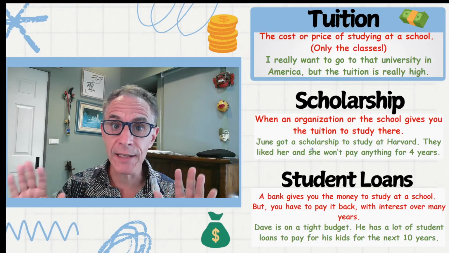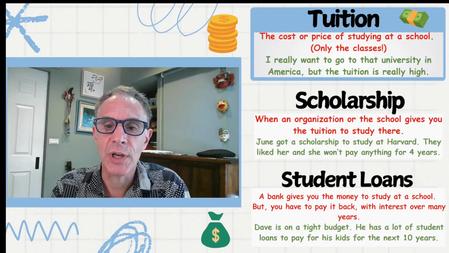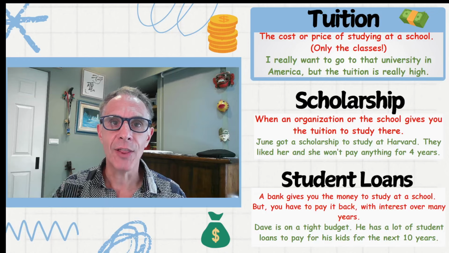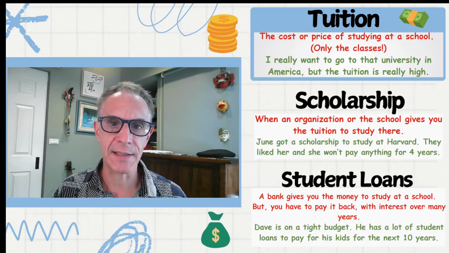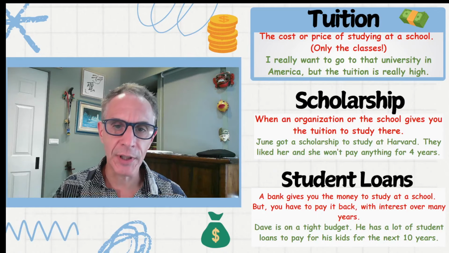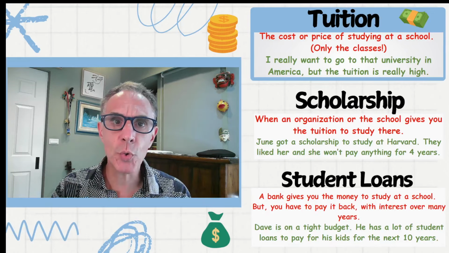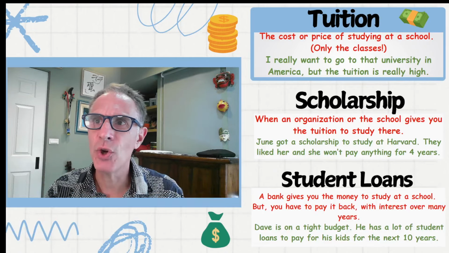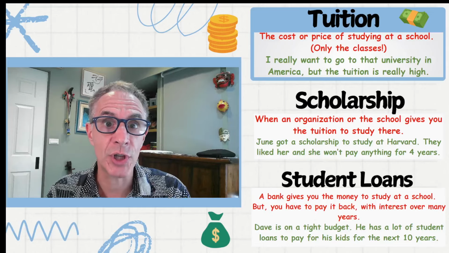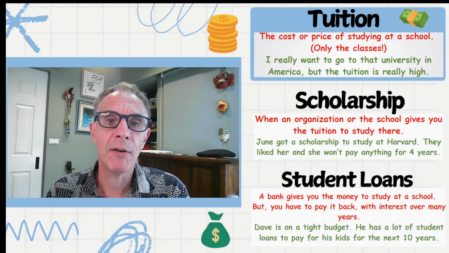In fact, this slide is all about money, this first slide. So the first word is tuition, okay, tuition. Now, tuition is the cost or the price that you pay for studying at a school, okay? Only the classes, all right? Not the food, not the living, but only the classes. And that's called tuition. Now, some schools have a high tuition. Some schools have a low tuition, okay? In the USA, a lot of university tuition is quite high, okay? So it's the money that you pay for classes.